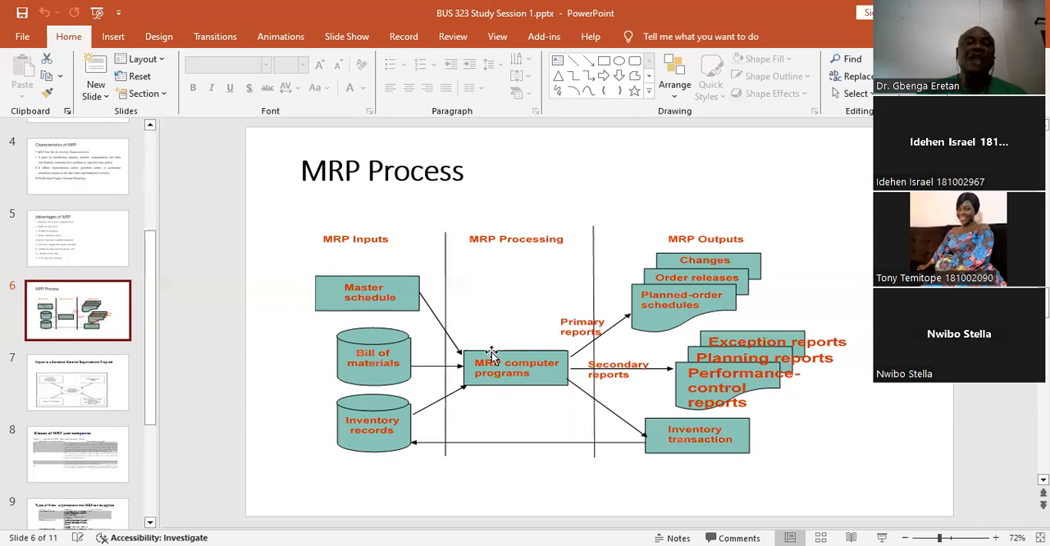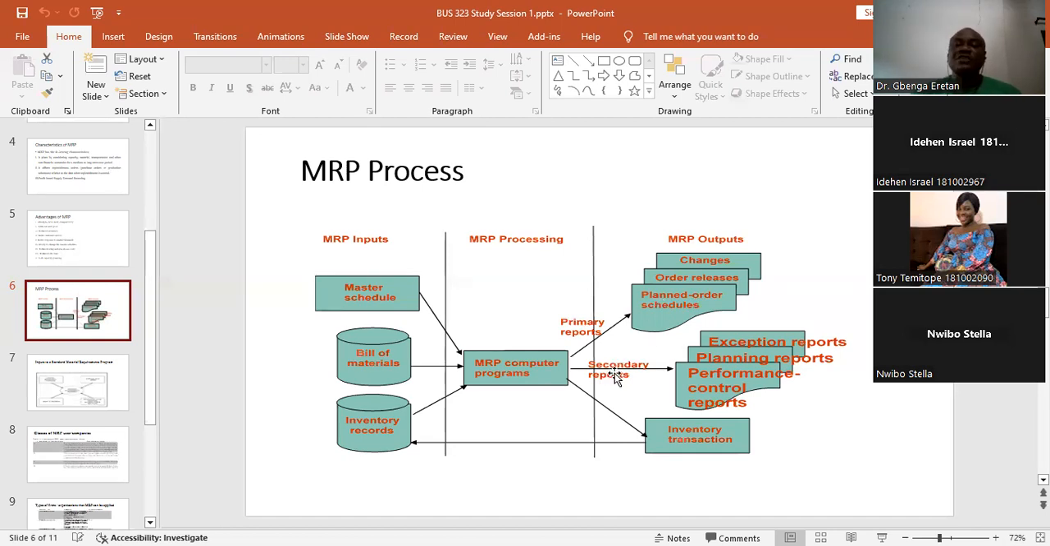In other words, when you are practicing MRP, you put your master schedule into the computer, you put your bill of material into the computer, you put your inventory record into the computer. In that case, you will now see various levels of output. It will process it. When it is processed, you now have a primary report. It tells you the changes between the actual and the expected. It tells you the order release, what product has been released, what product is left. It tells you the planned order schedule. What is the original planned order schedule? How many products are you expecting? How many have you sent out?